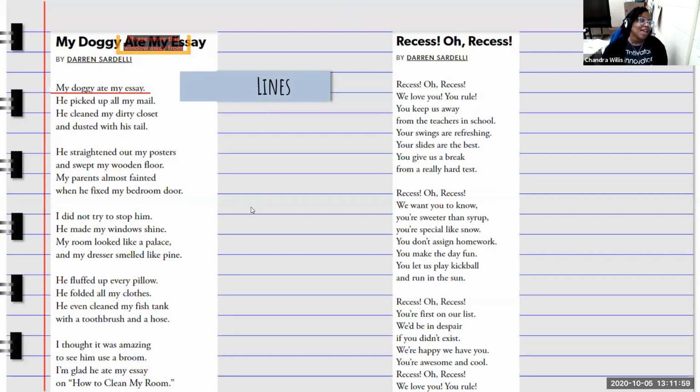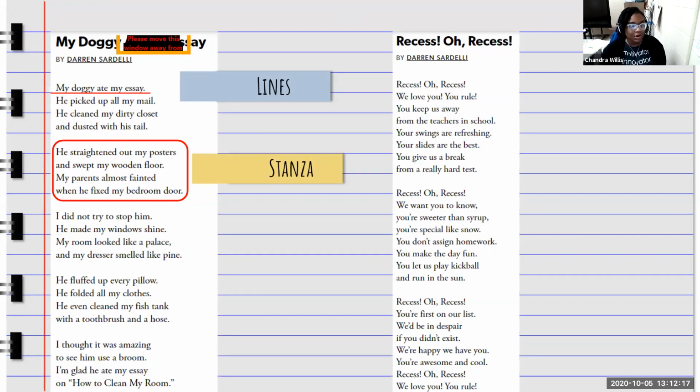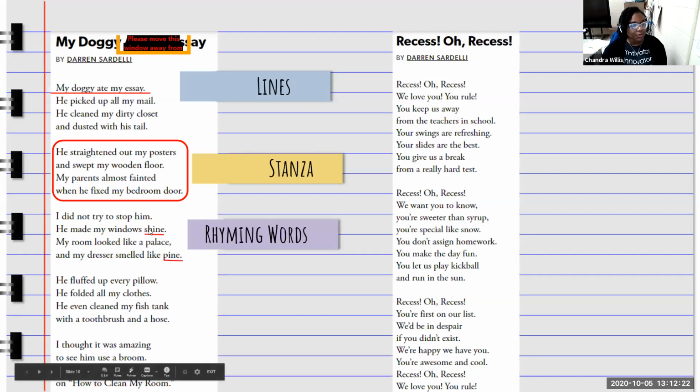He ate his essay. All right, let's look at some of these parts of a poem. This right here, this sentence is called a line. So in a poem, this is called a line. When you have a paragraph in a poem, that's called a stanza. So paragraphs in poems are called a stanza. And then sometimes poems use rhyming words. That word shine and pine, those are rhyming words. See how it has I-N-E at the end of both words? Rhyming words have the same sound at the end.